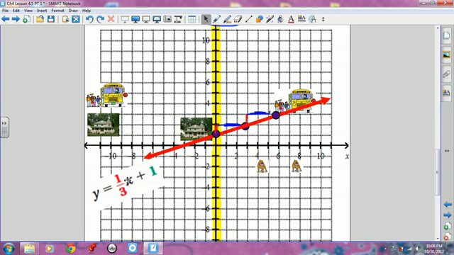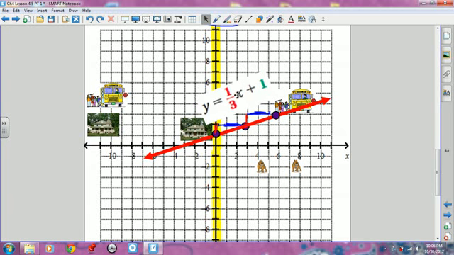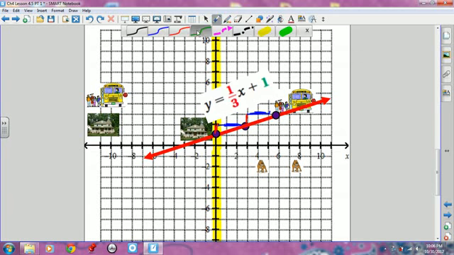I put arrows on both ends. There's my equation, y equals 1/3 x plus 1. Notice my y-intercept is right here at positive 1. I went up 1 over 3. Finally caught the bus.